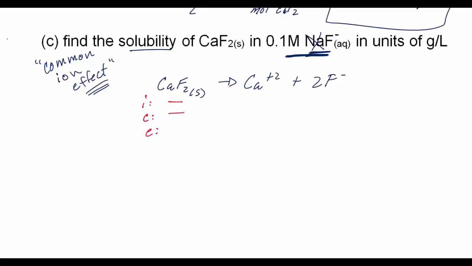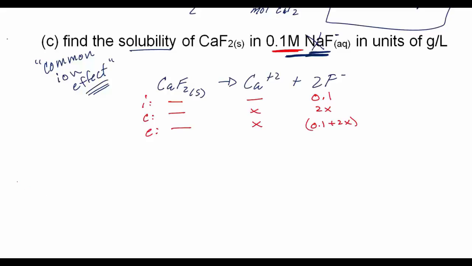Remember, solids never show up in equilibrium constant expressions. We have nothing there initially for calcium, but for fluoride we do. We have 0.1 molar, exactly what this says. Change row, X and 2X. So at equilibrium, the concentrations are X for calcium and 0.1 plus 2X for the fluoride concentration.